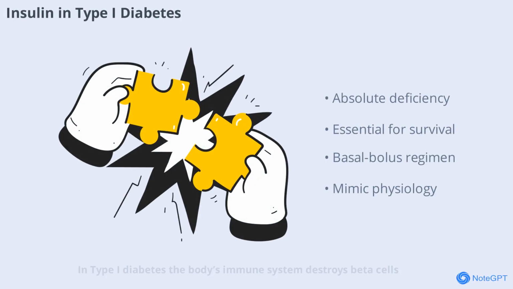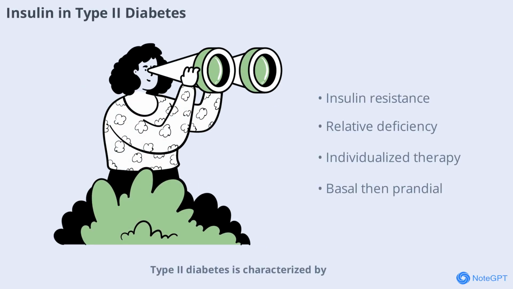In type 1 diabetes, the body's immune system destroys beta cells, leading to absolute insulin deficiency. Insulin therapy is essential for survival, as these patients cannot produce their own insulin. The goal is to mimic physiological insulin secretion as closely as possible, using a combination of basal and bolus insulin regimens. Type 2 diabetes is characterized by insulin resistance and relative insulin deficiency.